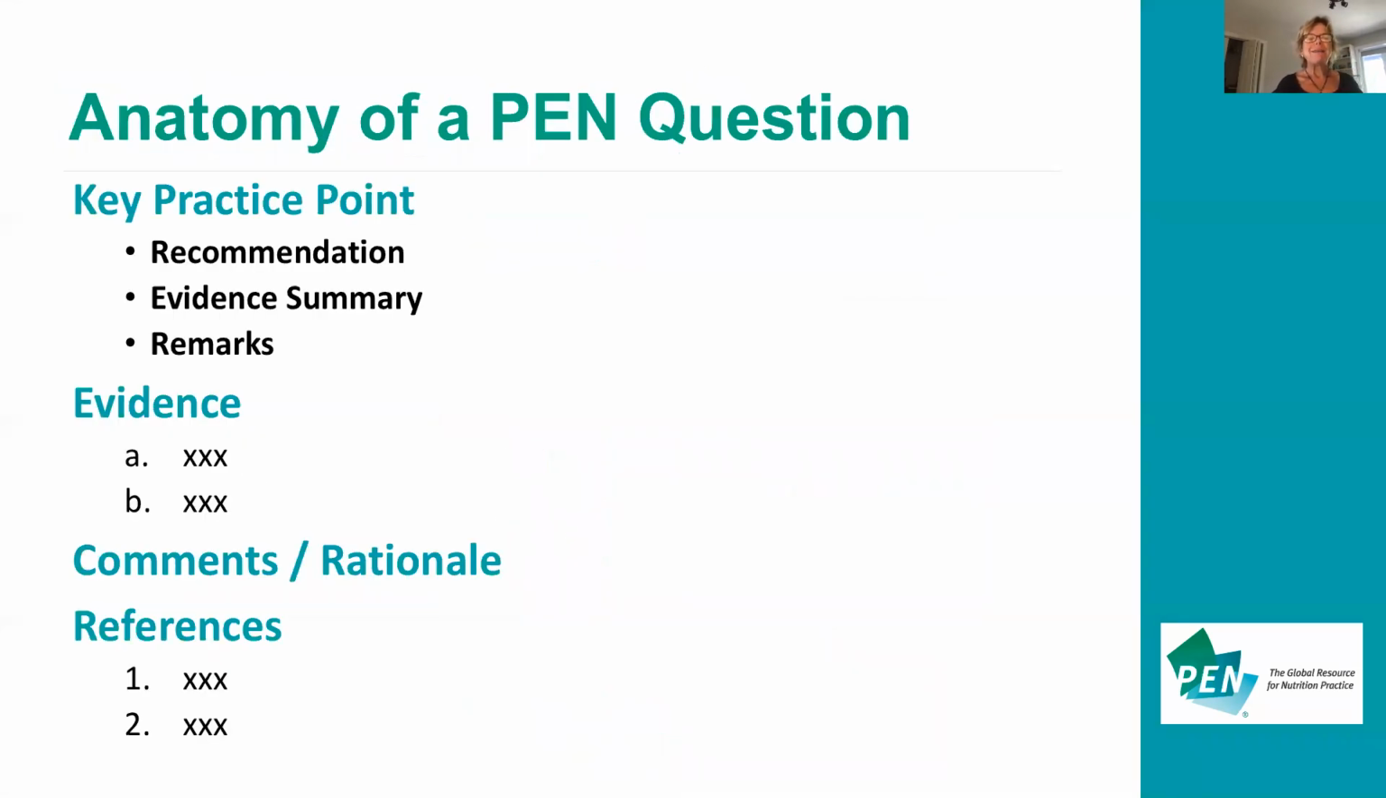So, anatomy of a PEN question. If you think about how it's organized, and I will be showing you some examples in PEN of this, there are potentially 4 parts to a PEN question. One is the key practice point, which is what shows up first when you look at the answer to the question in PEN. The next part is the evidence that describes the articles that have been included. Comments or rationale can support the information in the evidence, and then the references.